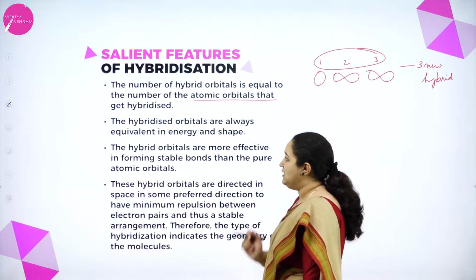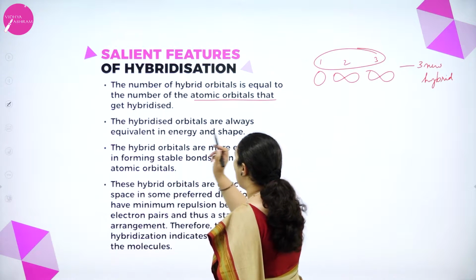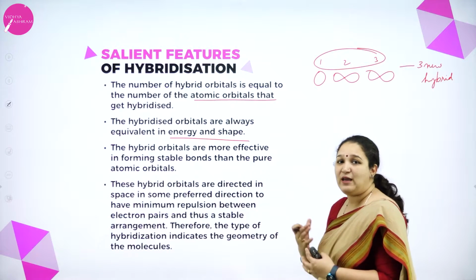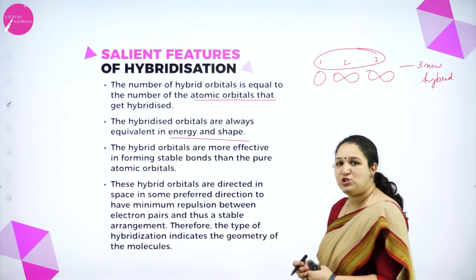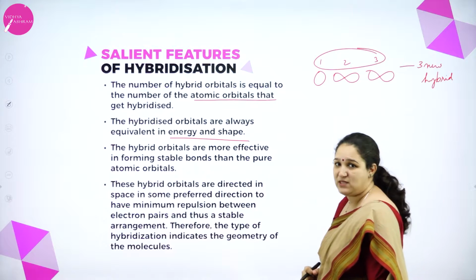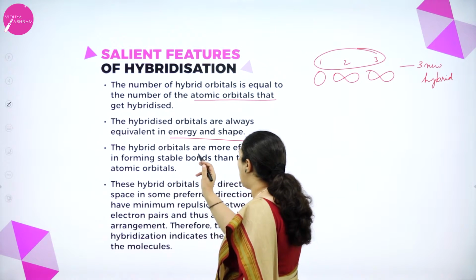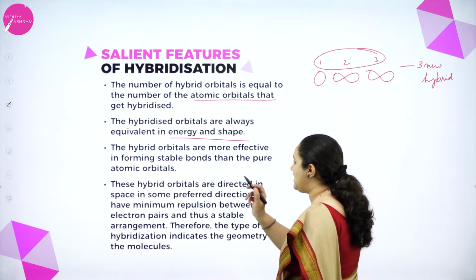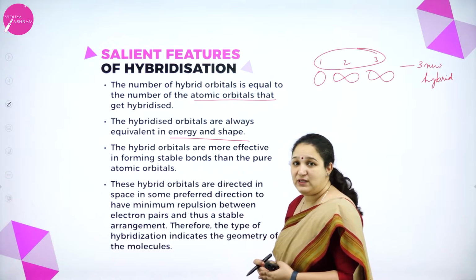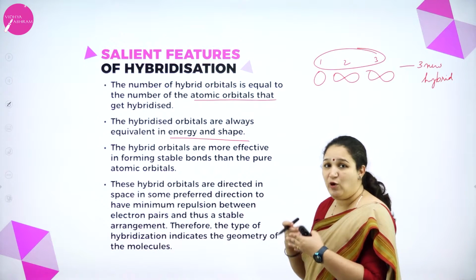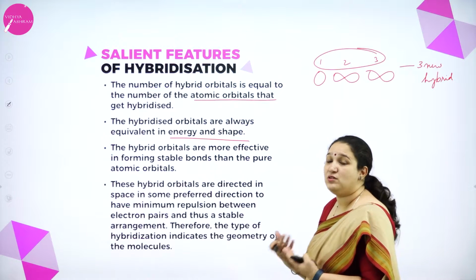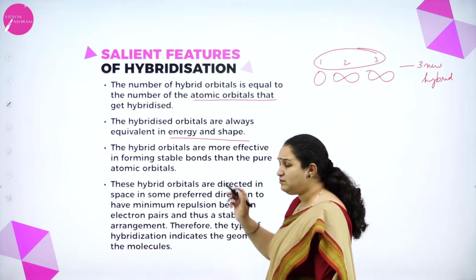Second, the hybridized orbitals are always equivalent in energy and shape. So after mixing, the hybrid orbitals you are getting will have the same shape and same energy, unlike the atomic orbitals which actually mixed. Then the hybrid orbitals are more effective in forming stable bonds than pure atomic orbitals. That is, when hybrid orbitals overlap to form the bond, they are more effective and they are stronger, is what it means.